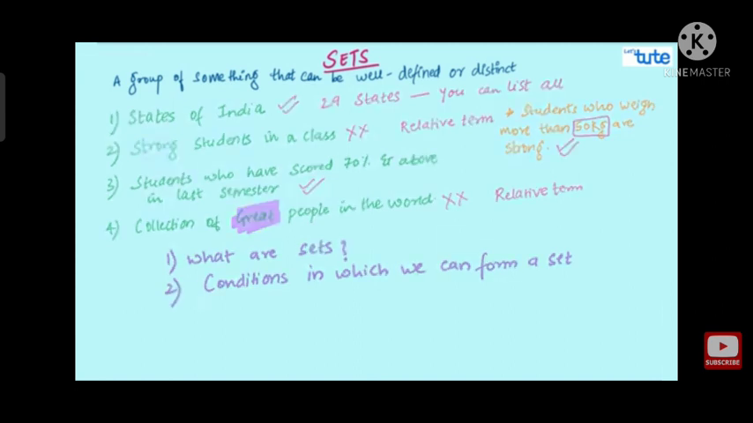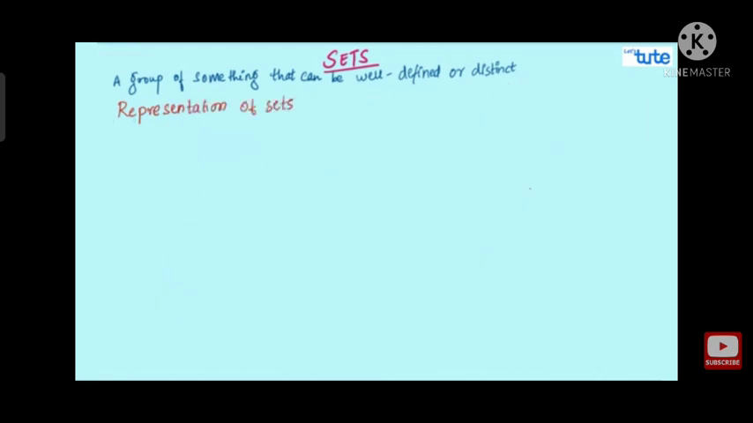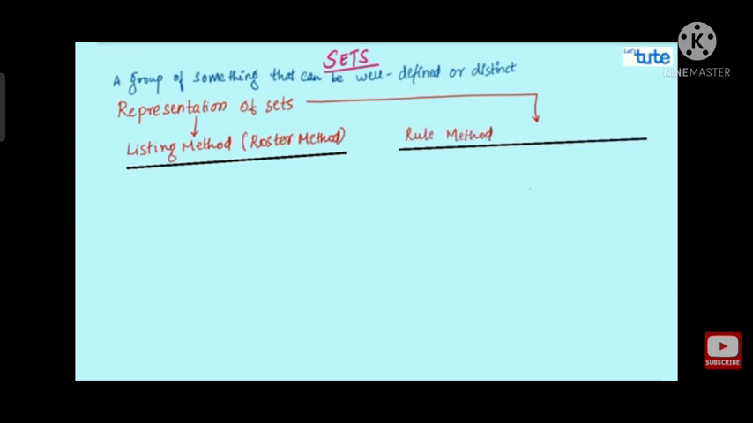So how do we present these sets? There are two different ways to write these sets. One is the listing method, also known as the roster method. The second is the rule method, known as the set builder method. Let's see what the listing or roster method is.